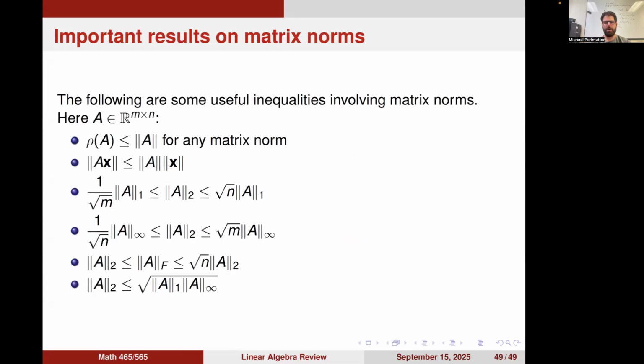And lastly, we're just going to note some useful inequalities involving matrix norms. Any matrix norm is bounded below by the spectral radius. The norm of A times x is always going to be less than or equal to the norm of A times the norm of x for the induced norms. And then there are some relationships between the one norm and the two norm, between the two norm and the infinity norm, and the two norm and the Frobenius norm. Not much to say about these other than to pause for a second and let you read them.